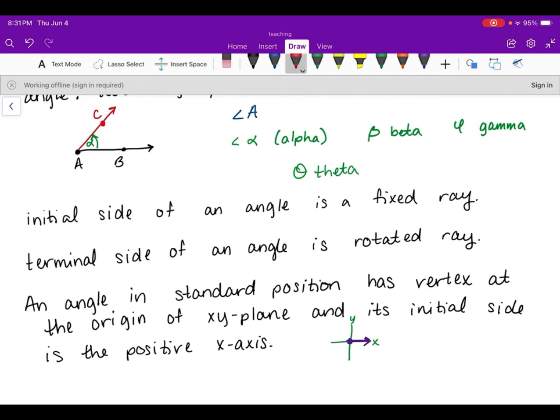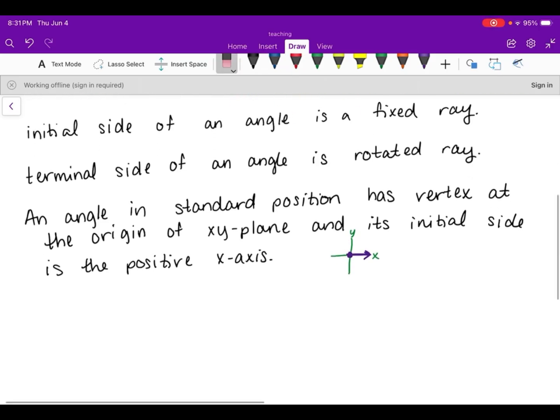Now my rotated ray, or my terminal side, can be anywhere else. Now maybe it lies right on top of the initial side. That's possible. Maybe it's here, maybe it's here, maybe it's straight down like this. It really just depends. And so that's what we're going to be looking at. We always want our angle to be in standard position. There is a little more that will come to standard position, and we'll talk about that a bit later.